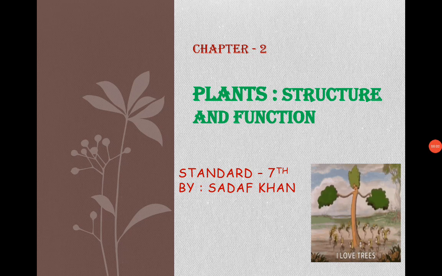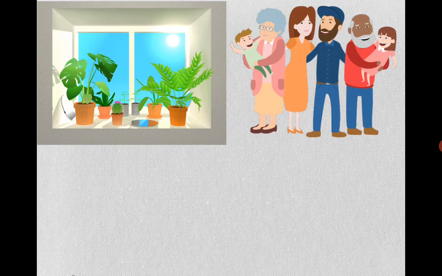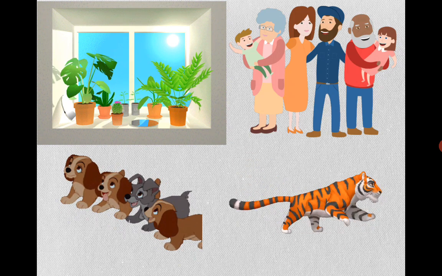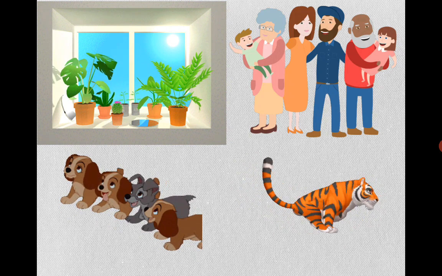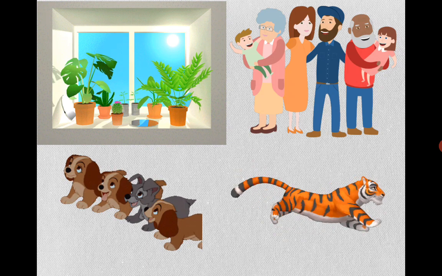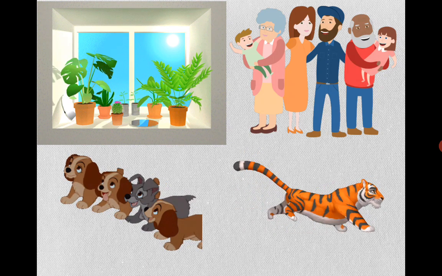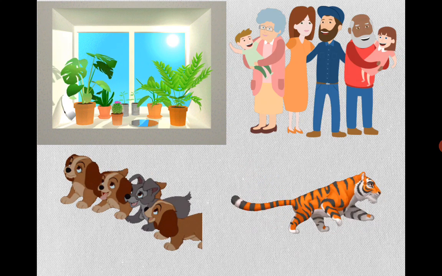Hello my dear children. Today we will learn chapter 2 of standard 7 science, that is plants, structure and function. We already know that our earth consists of many types of biotic things, also known as living things. In this chapter we shall be focusing on one of the most important living things, that are plants. Without plants, it is impossible for other living things to survive.